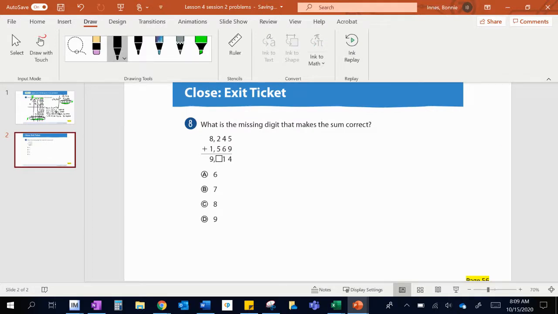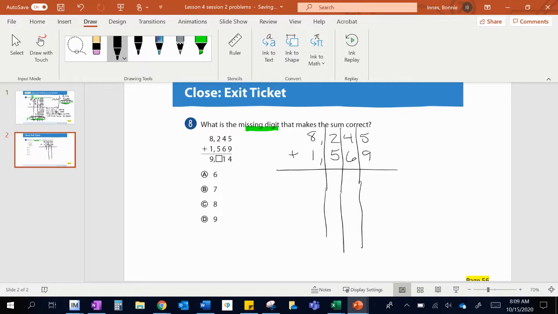This says, what is the missing digit? So there's a digit that's missing that makes the sum correct. So I'm going to start by just doing the problem myself before I even look at the answers. So I'm going to put it over here. 8,245 plus 1,569. I'm going to separate them, which helps me keep everything aligned.